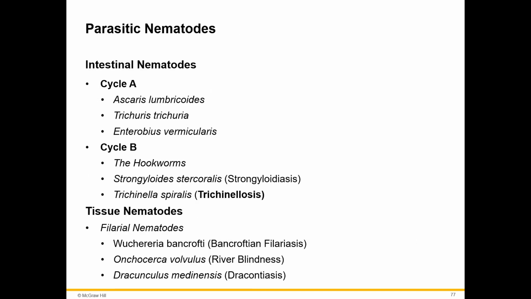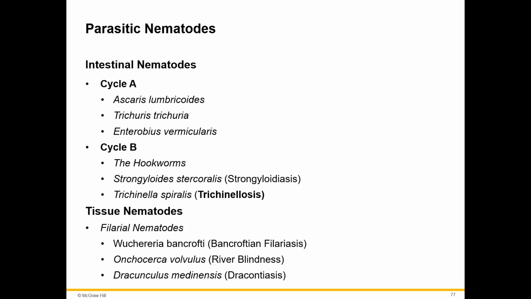Okay, and so here are some of them that have different cycles. With our intestinal nematodes, they can exhibit cycle A or cycle B. Ascaris lumbricoides, Trichuris trichiura, and Enterobius vermicularis exhibit cycle A. And then hookworms have cycle B. Then we've got Strongyloides stercoralis, and then Trichinella spiralis.